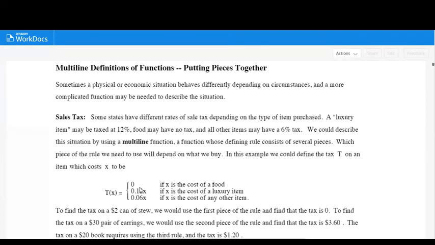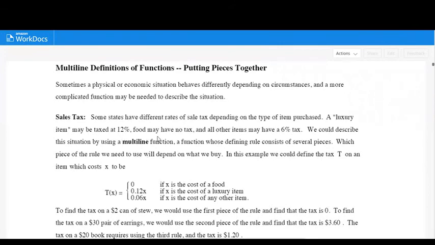T of x equals 0 if x is the cost of a food, 0.12x if x is the cost of a luxury item, 0.06x naman if the cost of any other item. So, kumbaga, itong rule na to, dito siya galing sa problem or sa na-state kanina.